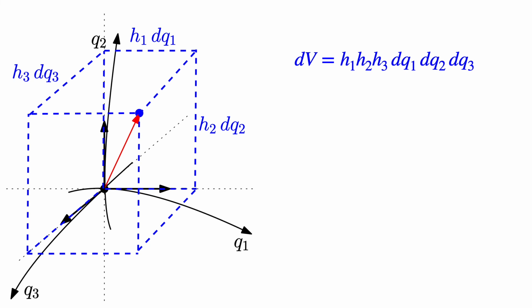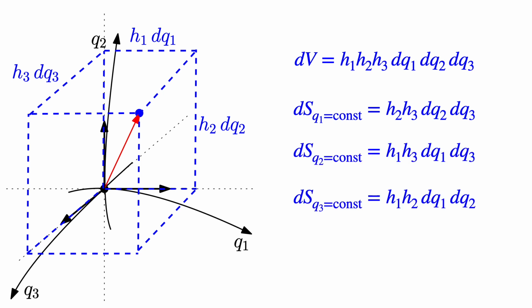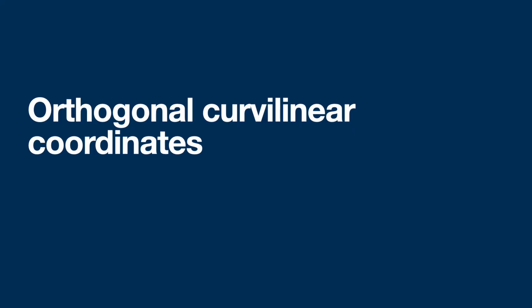And if we want a surface area element for one of the coordinates being fixed, that's just the area of the corresponding face on this cuboid. For example, if we hold q1 constant and let q2 and q3 vary, that corresponds to the left-hand side face or the right-hand side face on this cuboid, whose area in either case is h2 h3 dq2 dq3. The surface area elements for the other faces where it's either q2 or q3 that's being held constant are as shown here. That's everything you need to know about orthogonal curvilinear coordinates.